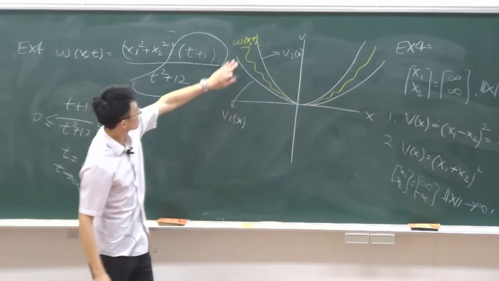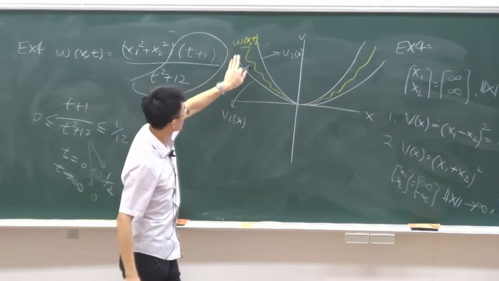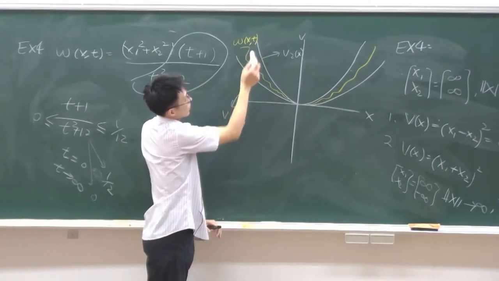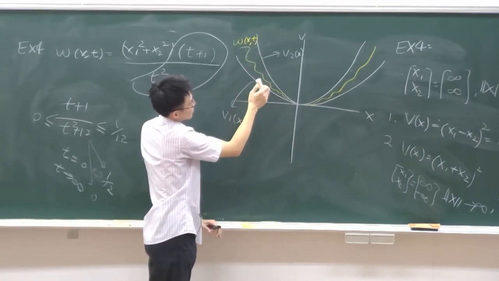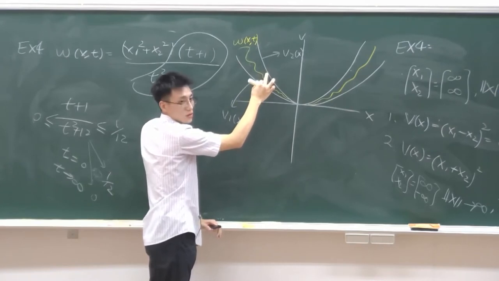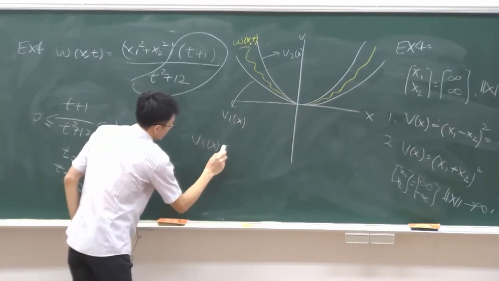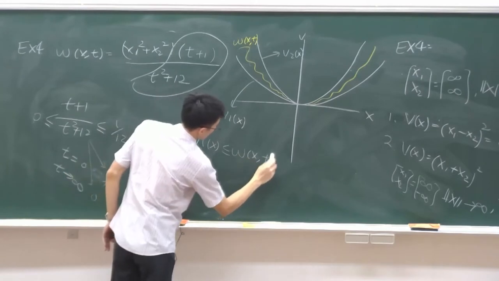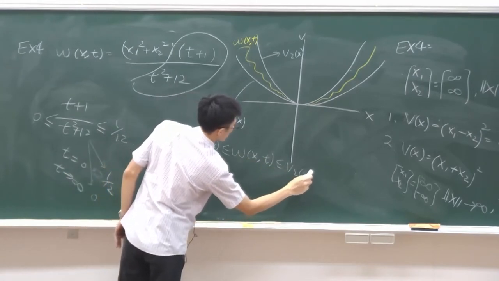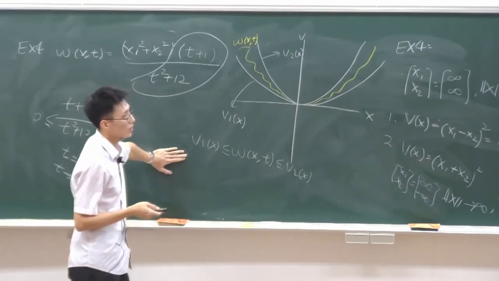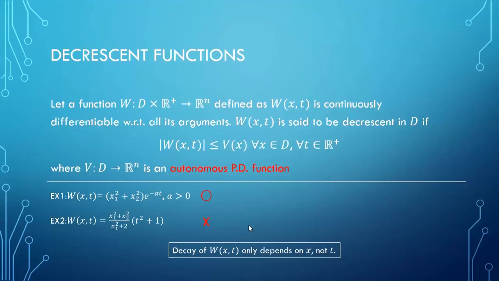So W is a function of time. It can be vibrating, oscillating with time, okay? But no matter what time it is, the oscillation is always lower and upper bounded by these two functions. So V1 is the lower bound, V2 is the upper bound, okay? And based on the definition of decreasing, we're trying to find the upper bound of W, right? We're trying to find this V2.